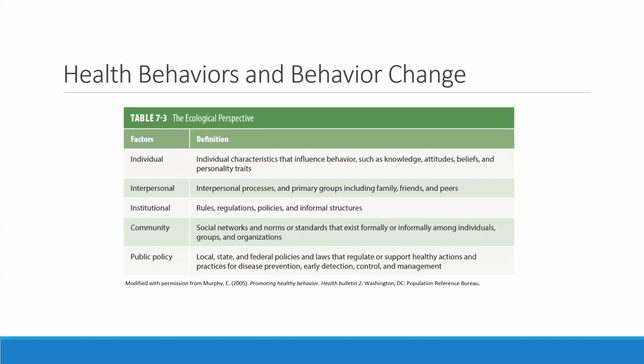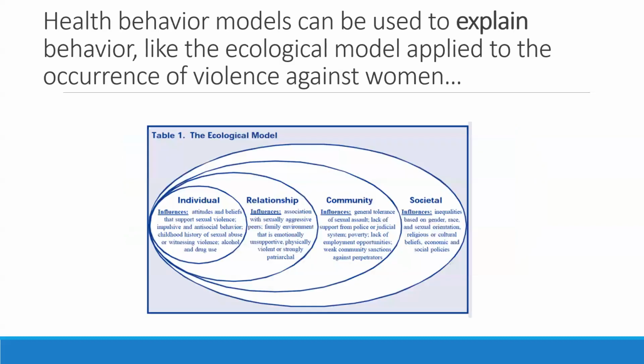This is from your book, and it just gives a definition of each of these levels. You can review this more closely as you do the reading, but I'll give you more of an illustrative example here. So this is the model applied to the occurrence of violence against women. I think it's important to think about this, that these models do two things.